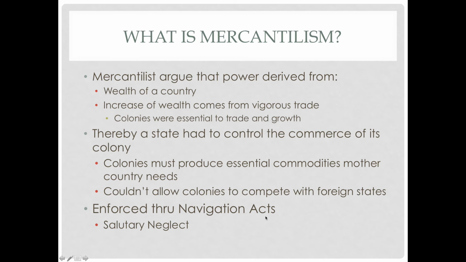But from time to time, England would, for whatever reason, try to stop colonists from doing this, only to get lax in their own laws. And I'll talk about that as I go through this PowerPoint.